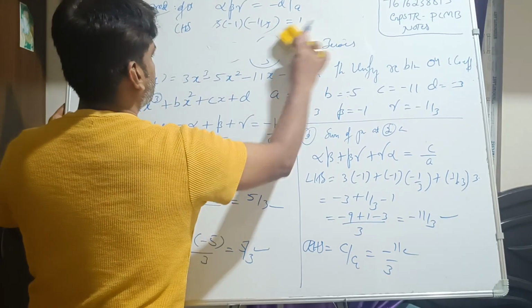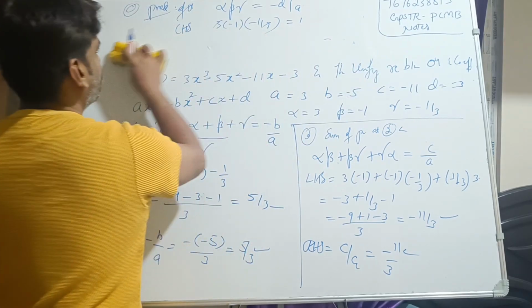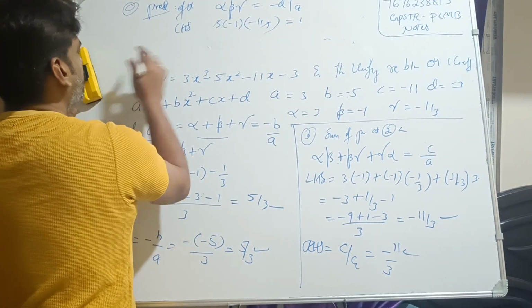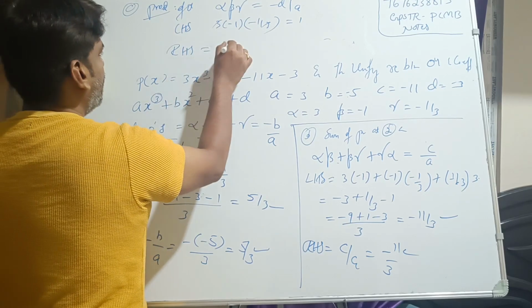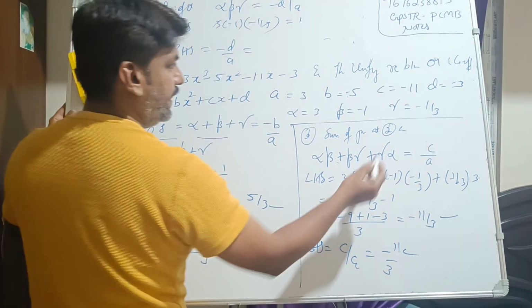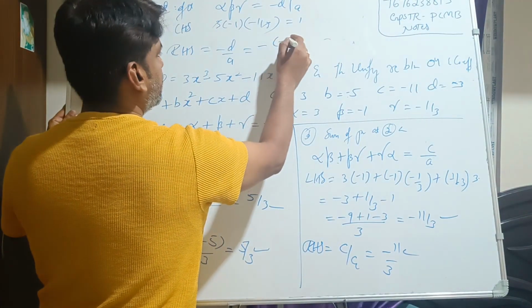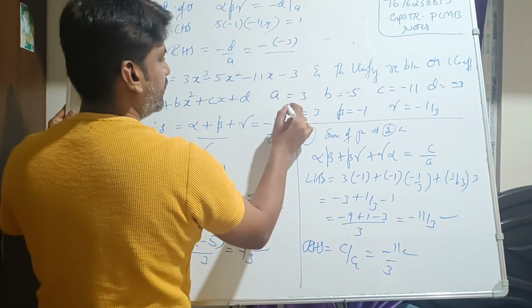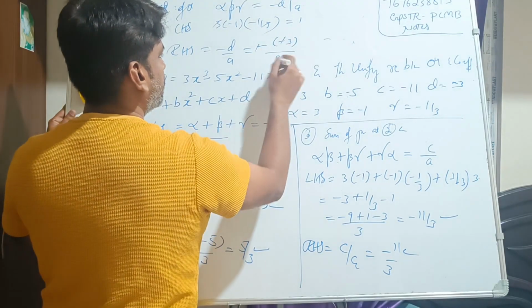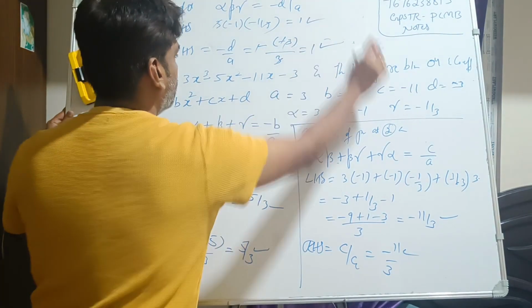So what is RHS? RHS is minus d by a. So check RHS, minus d by a. What is the value of d in this case? It is minus 3. A is 3. So minus minus plus 1. So 1 and 1. Both are correct.